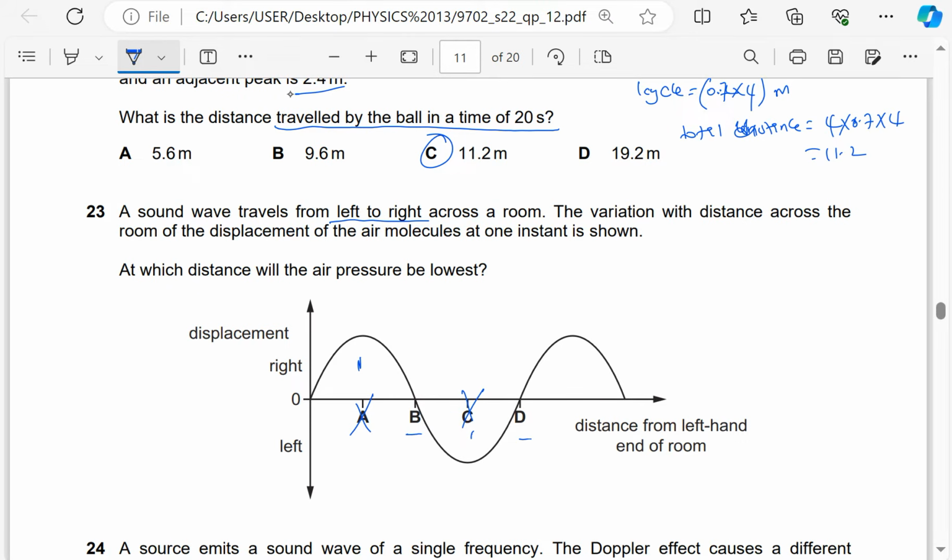Here particles have lower pressure because the amplitude is 0. But then we want the air pressure to be lowest. So the air pressure is going to be lowest at D because D is farther away from the left. The answer is going to be D, because D is farthest from the side of the wave where the wave is coming from. It is low at B and D, but it must be lowest at D because the air pressure decreases as you move further away from the source of the wave.